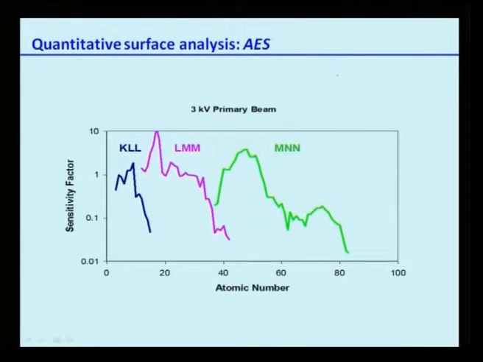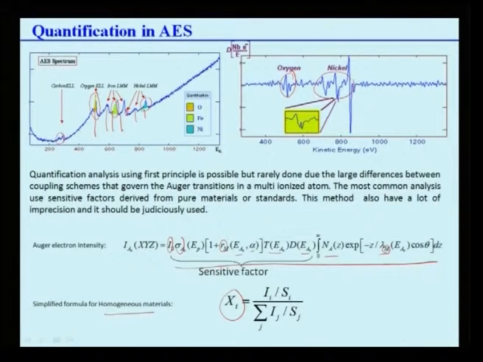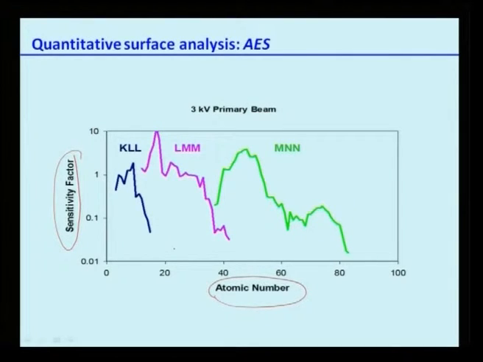Well, let us now look into more detail. This is the sensitivity factor versus atomic number. The sensitivity factor is what I discussed. As you see, it ranges from this part to this part. It contains the transition energy level, the scattering cross sections, and the incident beam energy level. So sensitivity factors can vary from 10 to the minus 2 to 10 depending on the atomic number and on the transitions. This is calculated for a 3 kilovolt primary electron beam.